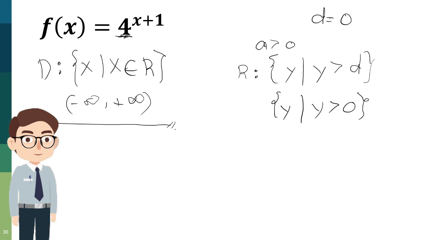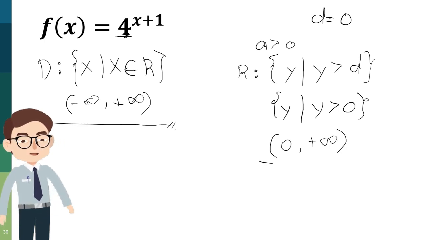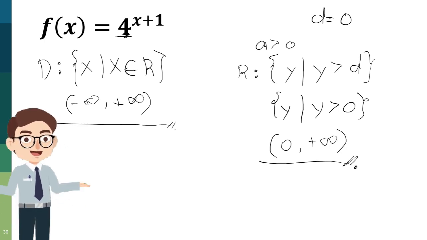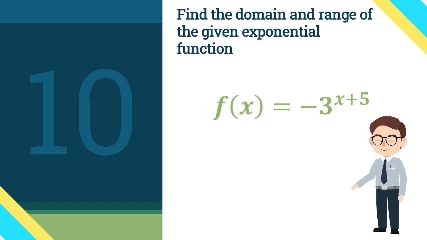To write it in our interval notation, that is 0 up to positive infinity, and that is our range. Find the domain and range of the given exponential function f of x is equal to negative 3^x plus 5.